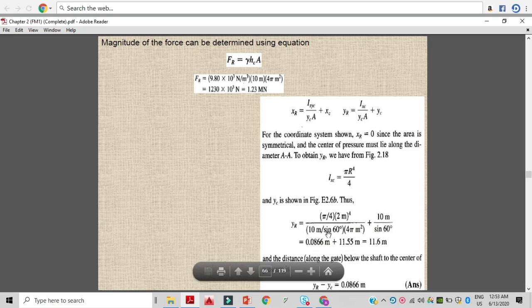So finally we end up with 11.6 meters. So in this way we can say that the distance along the gate below the shaft to the center of pressure, YR minus YC, is equal to 0.866.